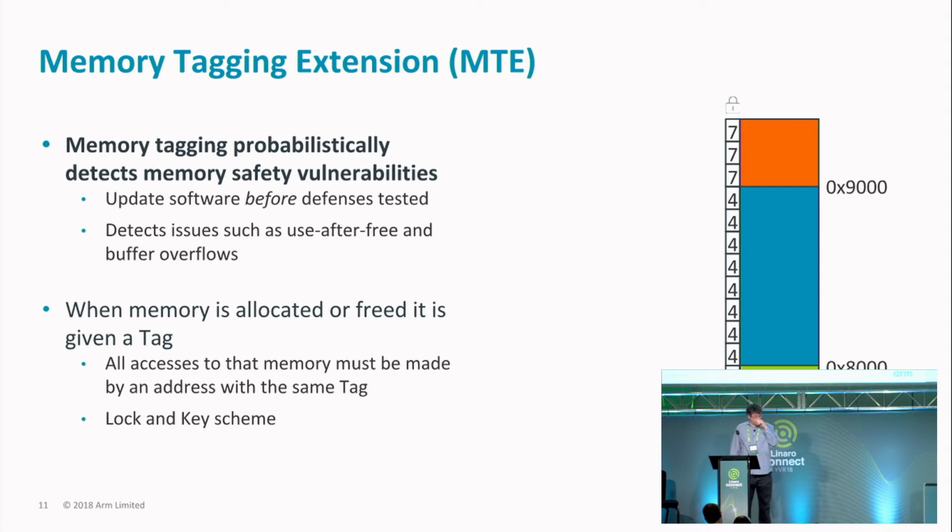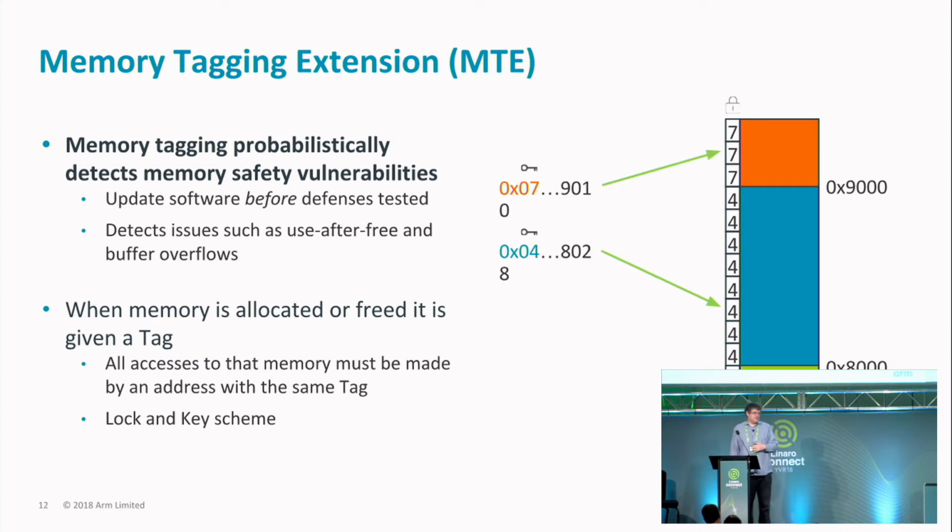So how does this work? When memory is allocated or freed, it is given a tag. On the left here, all the memory allocations have been given a tag, using color also to help identify the tags. So the blue area has been tagged 4. And all accesses to memory must be made with the same tag on the pointer as the memory has been tagged with. It's a standard lock and key scheme.